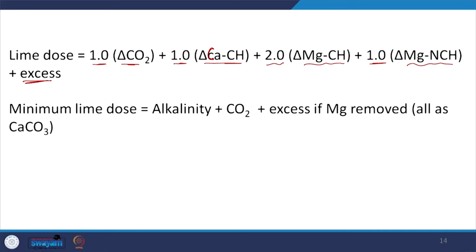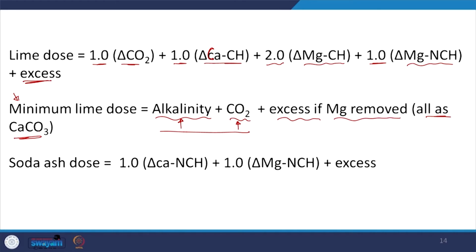What about soda ash? Minimum lime dose obviously will be alkalinity and carbon dioxide, because all the OH minus you are going to add will be taken up by this CO2 or H2CO3, and alkalinity is nothing but acid neutralizing capacity. So, you have to add enough to be able to remove this. This is for the minimum lime dose, and excess will have to be added, especially if magnesium has to be removed. All the units are being expressed as CaCO3. That is something to keep in mind.